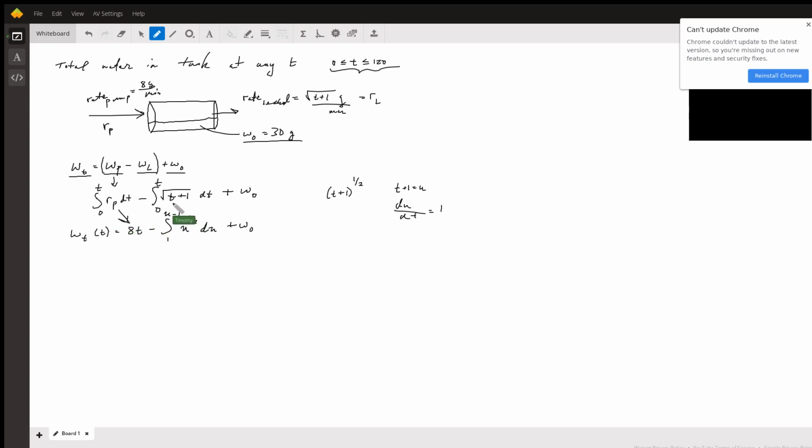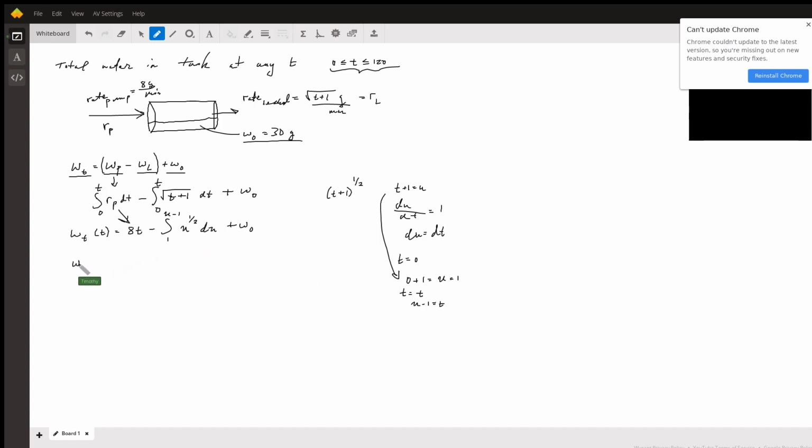Now we do a u substitution for this integral, so you say u is equal to t plus 1, so du over dt is equal to 1, and therefore du is equal to dt. We change the bounds because when t is equal to 0, this becomes 0 plus 1 equals u. So that's the lower bound. And when t is equal to t, u minus 1 is equal to t. So the bounds change from u going from 1 to u minus 1.